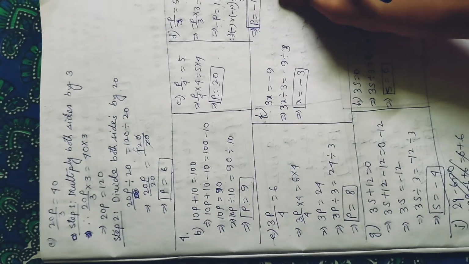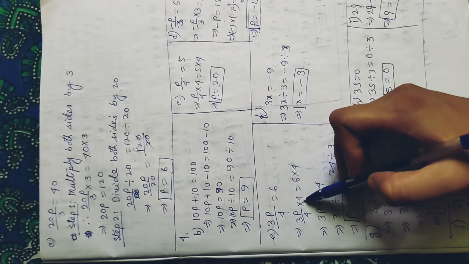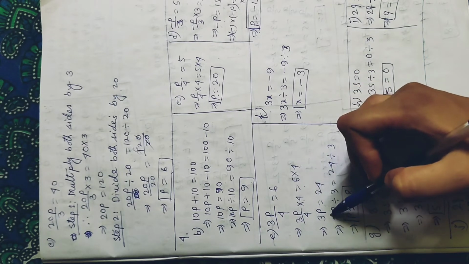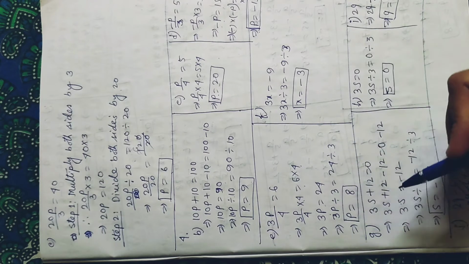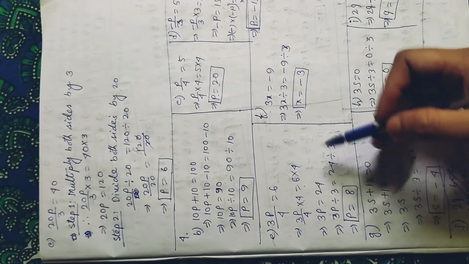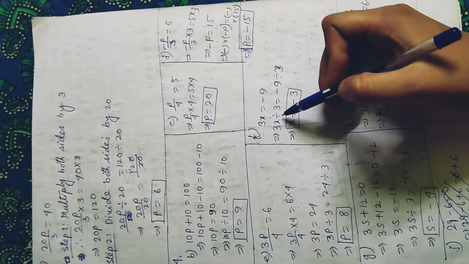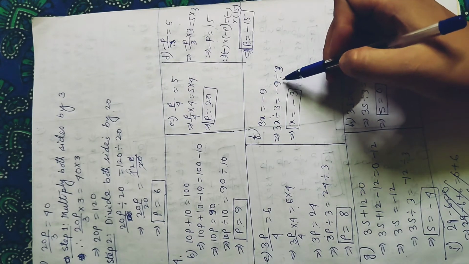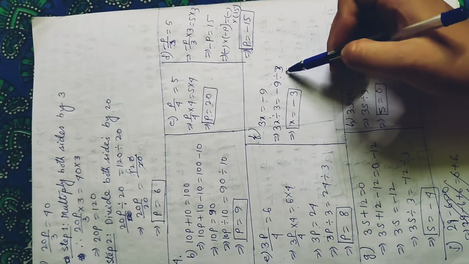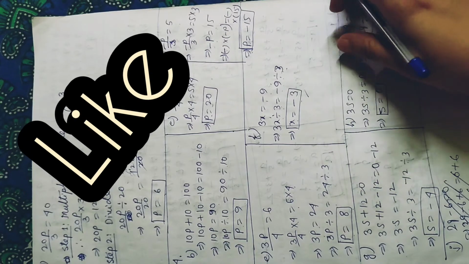Okay, then I am going to the next portion, that is 3p by 4 equals to 6. 4 is divided, opposite is multiplied by 4 on both sides. 4 vanishes, 3p equals to 6 times 4 is 24. 3 is multiplied, divided by 3 on both sides. So 3p divided by 3, answer is p, and 24 divided by 3, answer will be 8. Okay, then the next question is 3x equals to minus 9. 3 is multiplied, so opposite will be divided by 3 on both sides. 3x divided by 3, answer is x, and minus 9 divided by 3. So minus and 9 divided by 3 is 3. So x value will be minus 3.